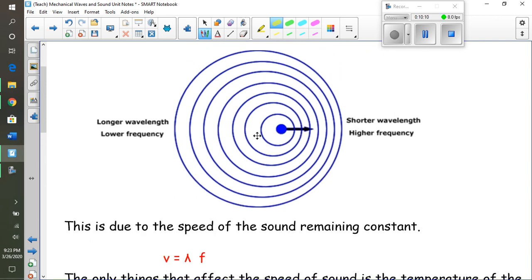Now, if I've got something moving, it's moving through the air. Well, I'm not changing the temperature of the air. I'm not changing the air into hydrogen. I'm not changing the air into steel. The speed is going to be constant. The speed of the sound waves, that is.